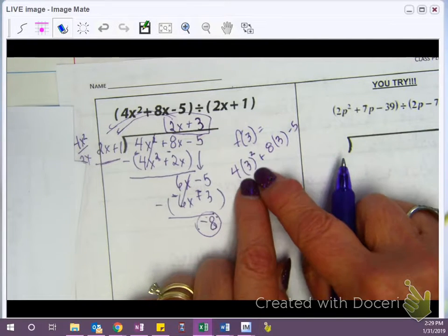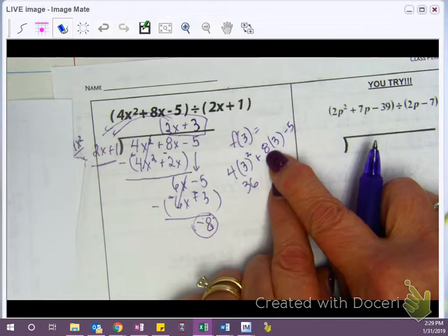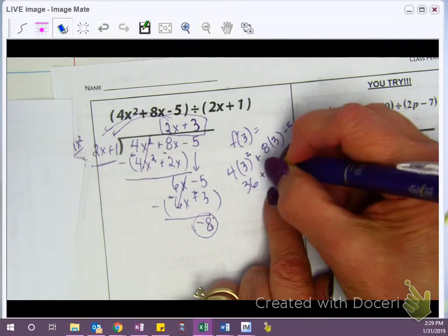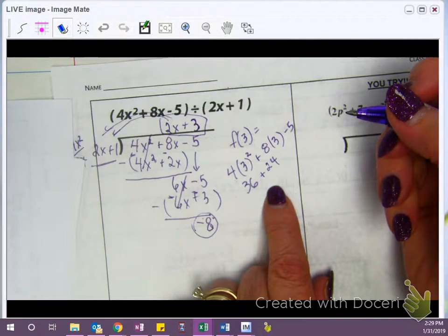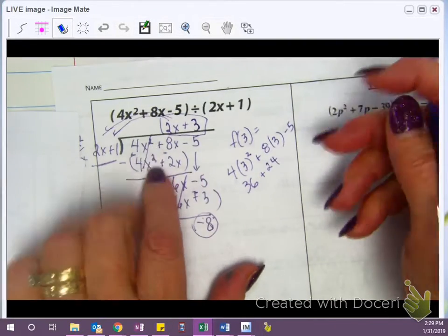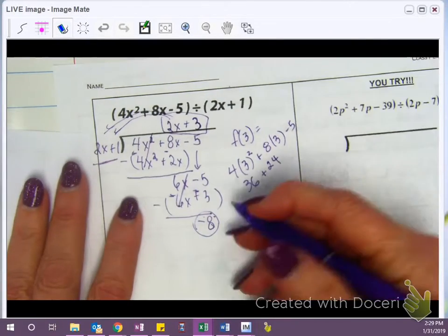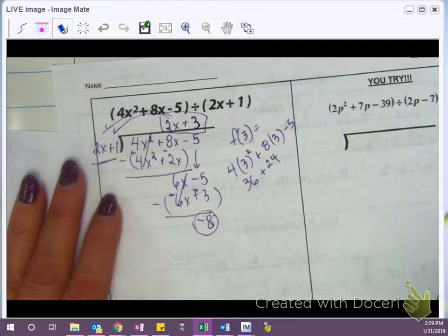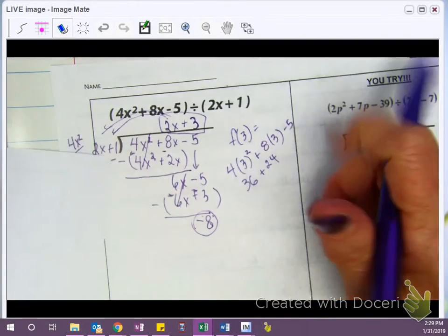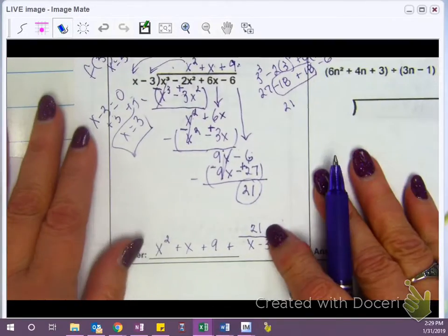3 squared is 9 times 4 is 36. 8 times 3 is 24. Oh, I should have done a different one. No, this one's not going to match. I should have done one that matches. This one isn't going to match. This is your homework, the paper that I'm going to check in a bit. Let me do this one that has the remainder of 21.